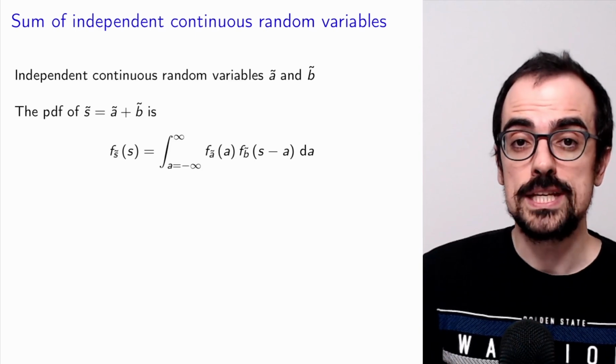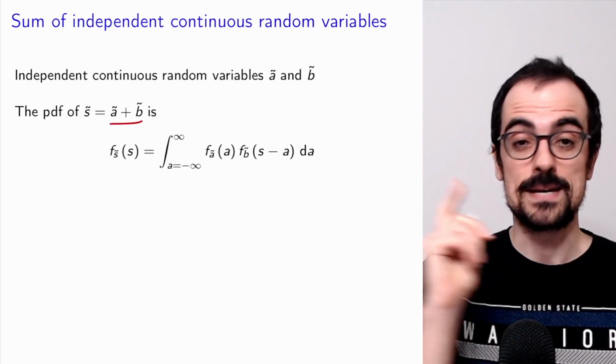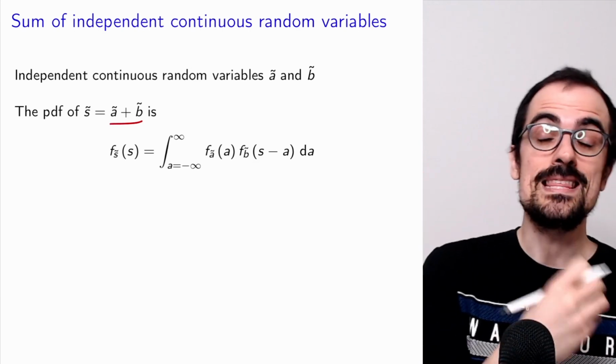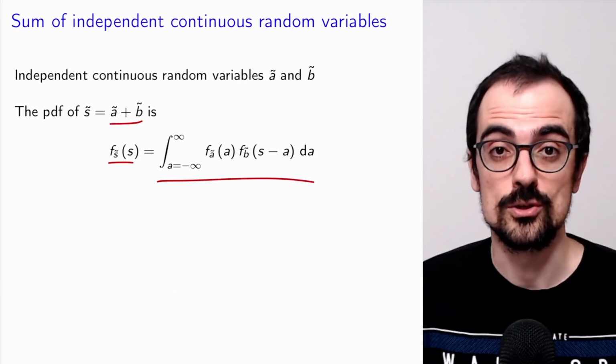What happens for continuous random variables? The sum of two independent continuous random variables, the PDF of the sum is equal to the convolution of the individual PDFs.